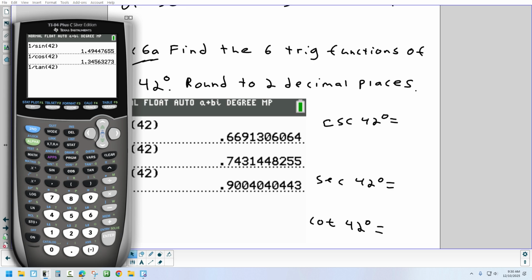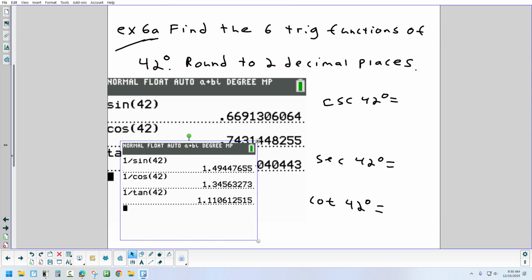Now, why did I type it in like that rather than doing 1 divided by like 0.74? Yeah, because the 0.74 is not the exact answer of the cosine. So I did that so I'd have more accuracy. If I round it to 0.74, well then I've lost the 31, 44, 82, 55 after it. So when you need to find the reciprocal of a trig function, use 1 over and then write the trig function just like I did there.